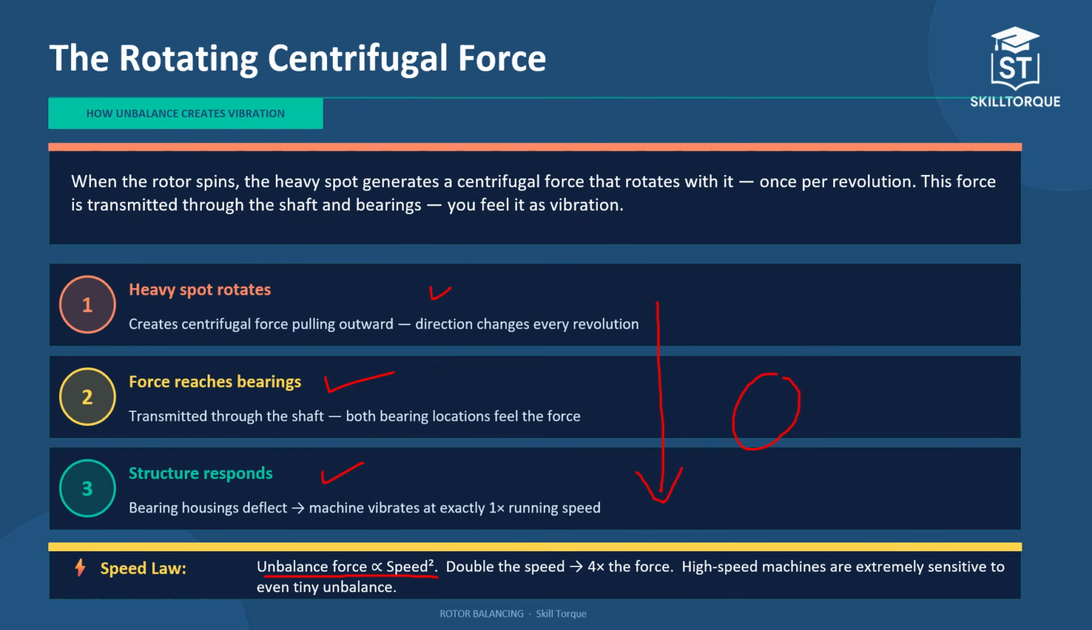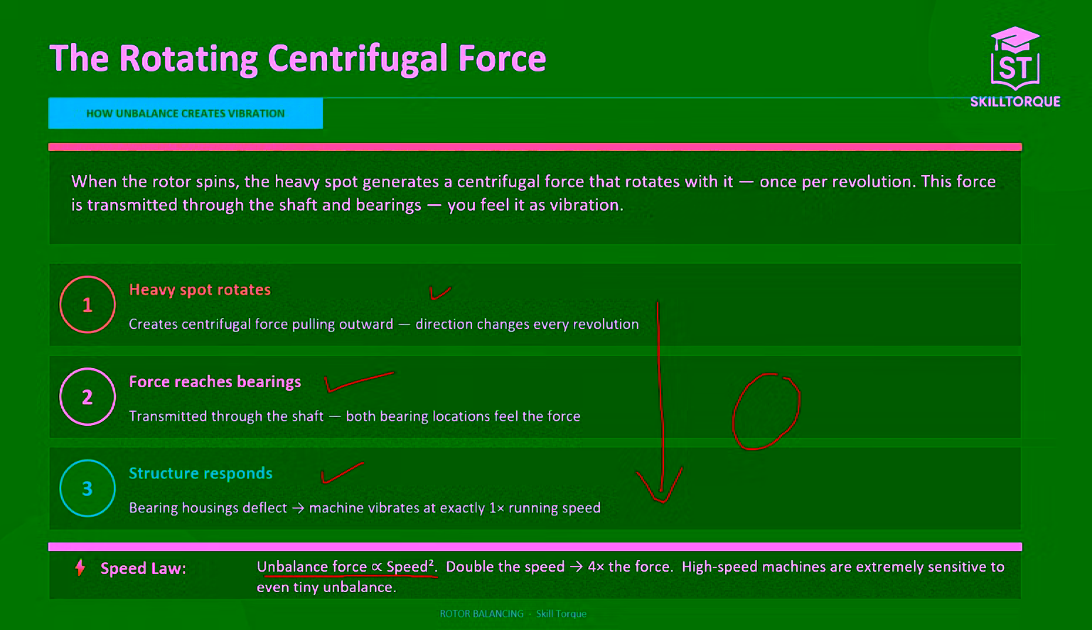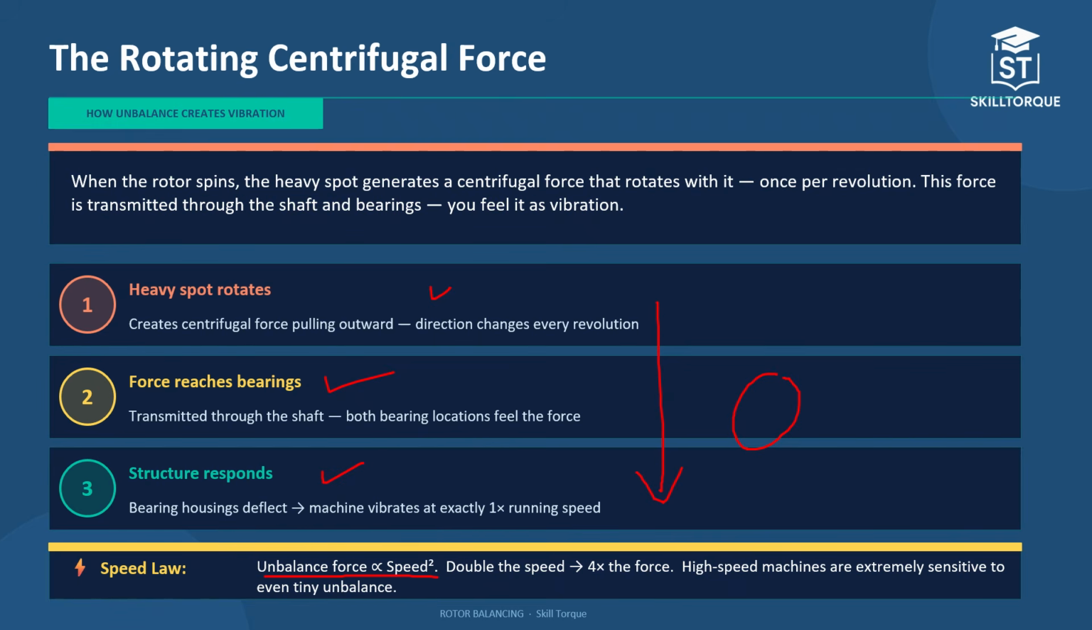Unbalance force grows with the square of speed, or you can say that if you double the speed, the force becomes 4 times. That's the reason why high speed machines are so sensitive to even a tiny amount of unbalance. That's why it's very important to deal with it in a professional way, because if by mistake we put the weight in the heavy spot area while doing the balancing procedure, the vibration will shoot up very high, and it may turn into a disaster, right?